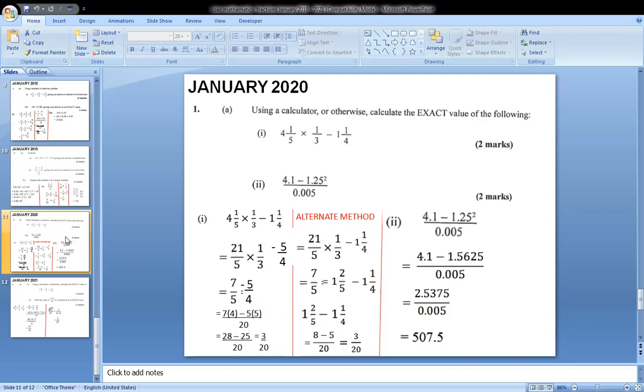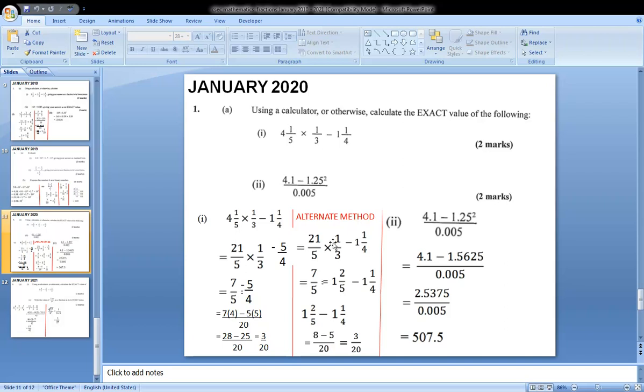So what do we do next? We find the LCM. So the LCM of 5 and 4 is 20. So 5 into 20, we know that's 4. That will be multiplied by 7. 4 into 20 goes 5, and the 5 will multiply by 5. So 7 fours, 28. 5 fives, 25. 28 take 25 gives us 3/20. That's it. And we have an alternative method that we could have done.